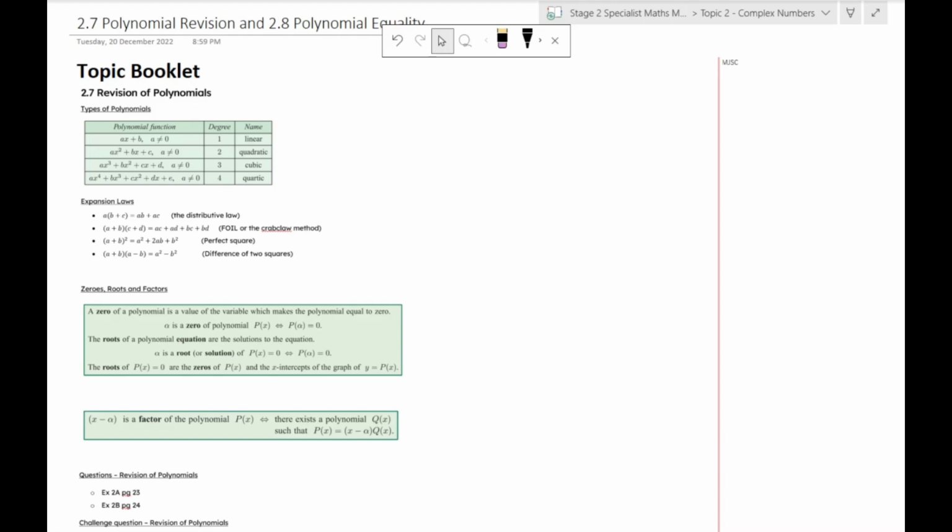Okay, in this video we're doing a lot of polynomial revision. Now polynomials was an entire topic in Year 11 Methods, so in about 5 or 10 minutes here we're going to try and cover the whole thing again. Let's see how we go.